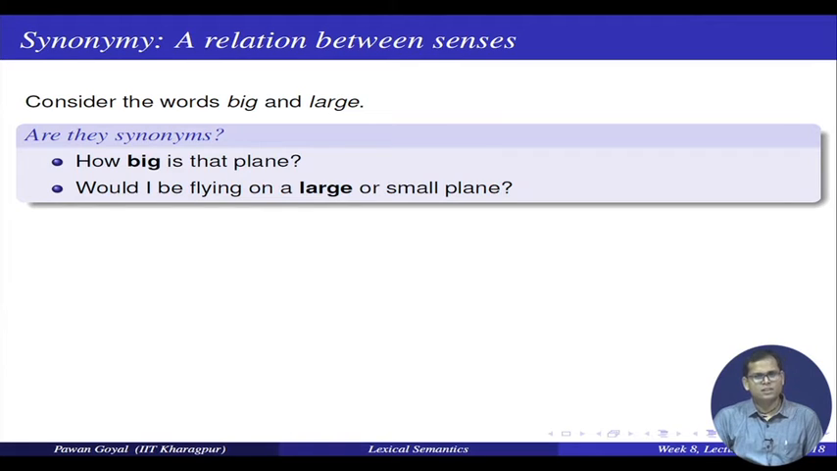So I take two words, big and large, and let's see these sentences. How big is that plane? I can also write, how large is that plane. Would I be flying on a large or small plane? So with the word plane, I can use either big or large, and both are substitutable here. So in that sense, they look like perfect synonyms.